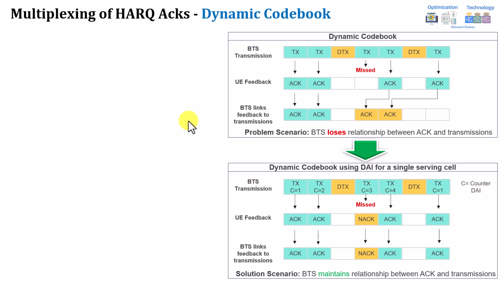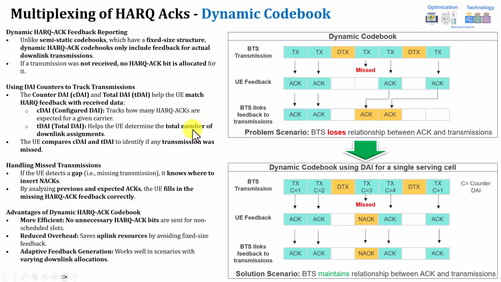And in case of multiple carrier aggregation, there is something additional on top of that one called total DAI, which helps you determine the total number of downlink assignments. So both of them work together to identify which transmission was missed. And again, this is very much better compared to the static one, because this is saving a lot of resources here, instead of having fixed resources and limitations. So this one reduces overhead and can save the uplink resources by avoiding this kind of fixed size feedback. And this is also adaptive feedback.